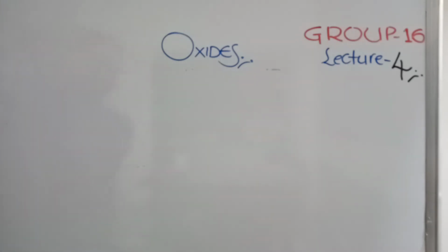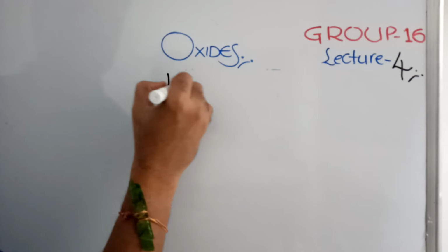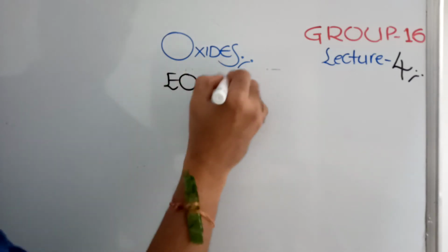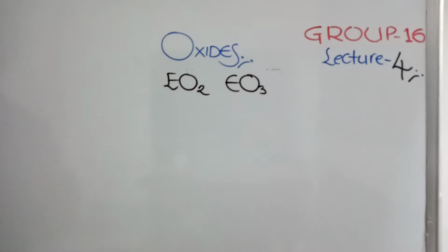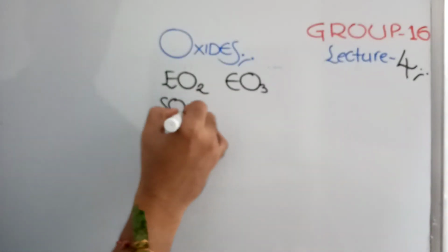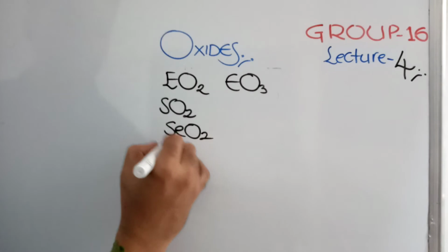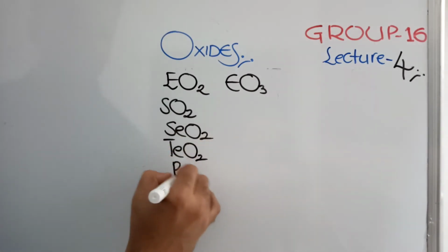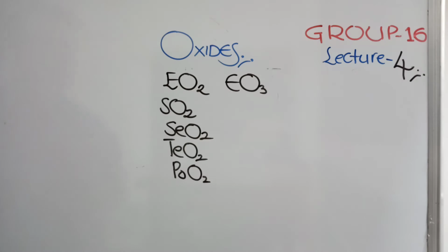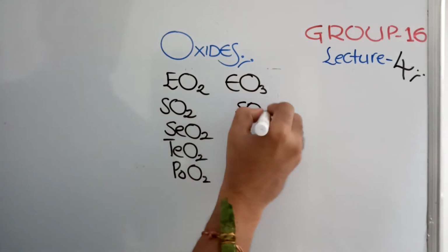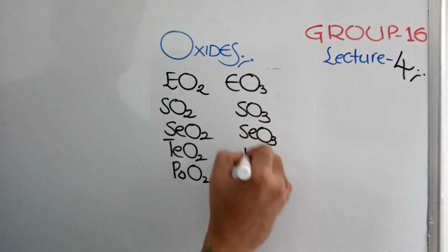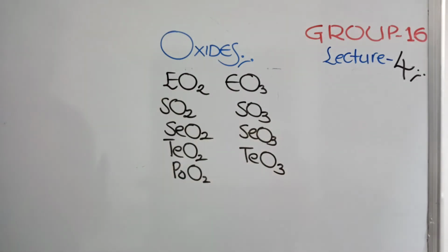In this, we'll discuss oxides. Group 16 elements form two types of oxides in general, EO2 and EO3. EO2 means SO2, SeO2, TeO2, polonium oxide; these kinds of compounds you can expect. EO3: SO3, SeO3, tellurium oxide, you can expect all this. Polonium generally won't show the +6 oxidation state, so don't expect PoO3.